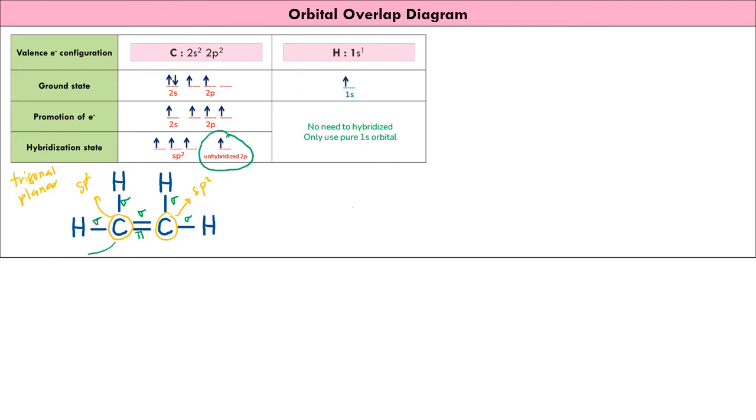Maksudnya dekat sini this carbon it will have one unhybrid 2p. Okay, this carbon also will have one unhybrid 2p orbital. Okay, dekat sini. Yang mana nanti these two orbital will overlap with each other. Maksudnya orbital daripada carbon 1 akan overlap dengan carbon 2 untuk dapatkan kita punya pi bond. Okay, now macam mana kita nak lukis? So start with carbon 1.